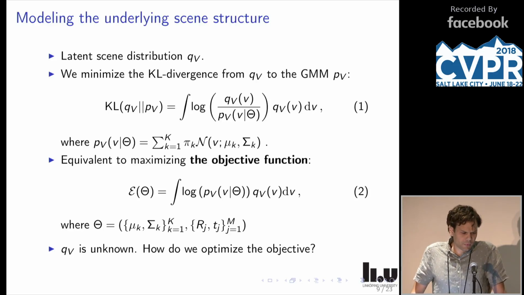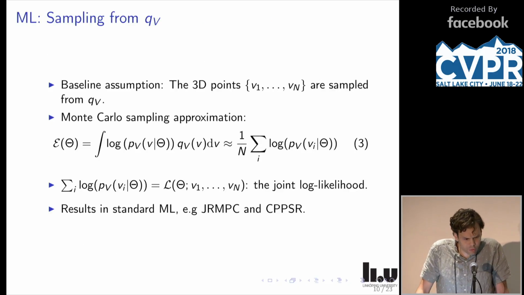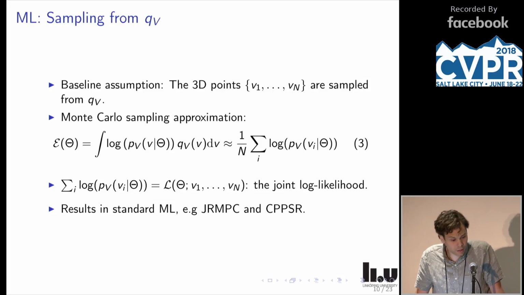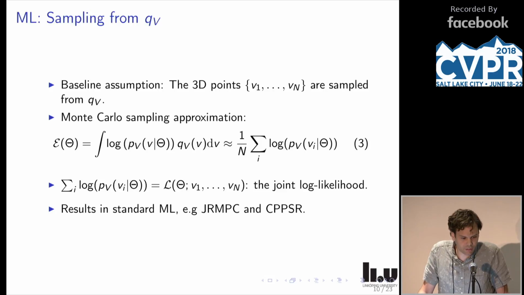So the problem is now, how do we optimize this objective function when QV is unknown? Well, first, if we assume that the 3D points in the point sets are sampled directly from this underlying scene distribution QV, then we can perform a Monte Carlo sampling approximation of the objective. By doing so, we get the following result, as in equation 3, which we see is simply the joint log likelihood. That is, as we know, the common objective used in standard maximum likelihood approaches, as well as in JRMPC and CPPSR.